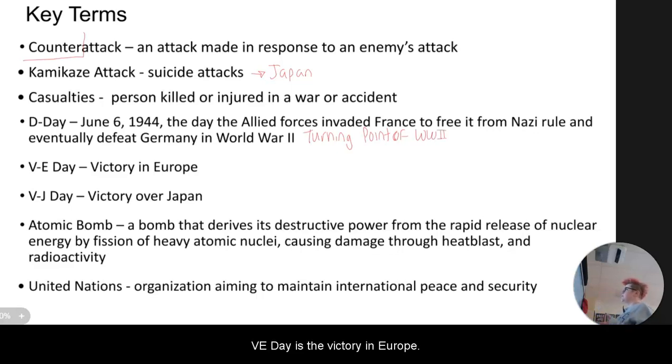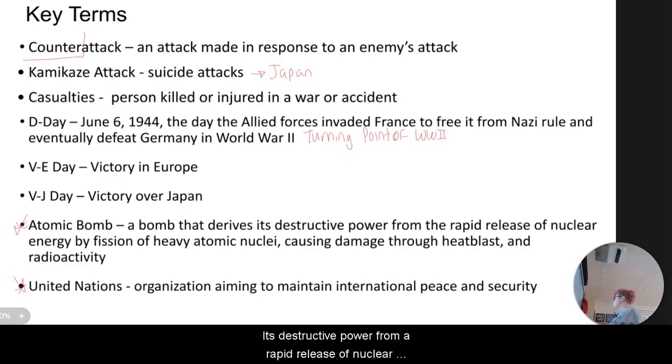VE Day is the victory in Europe, so it's the day that World War II ends in Europe. VJ Day is the victory over Japan, and it's the day the war ends in the Pacific. The atomic bomb, this is extremely important, as well as this last one, is a bomb that derives its destructive power from a rapid release of nuclear energy by fission of heavy atomic nuclei, causing damage through heat, blast, and radioactivity. The United Nations is an organization aiming to maintain international peace and security. The United Nations is going to replace the League of Nations.